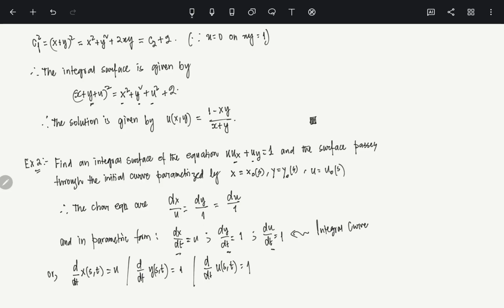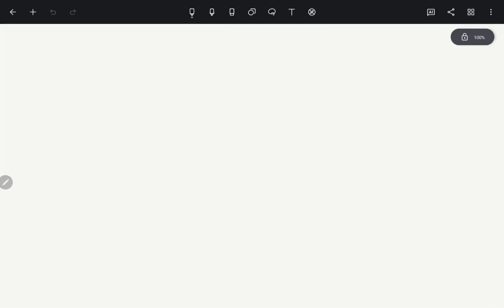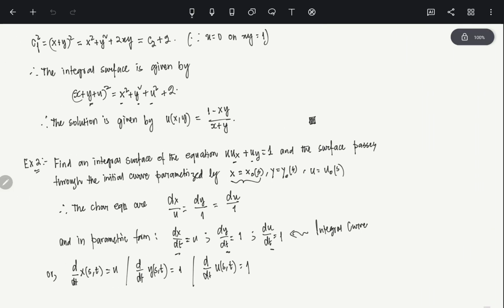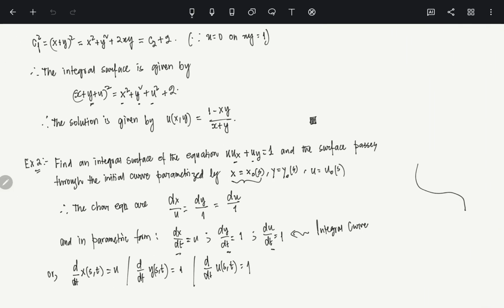Yeah, and there are initial data. What is the initial data? So what does the initial data say? You see, initial data says x is x naught of s. So it means that at t equals 0, where it starts, as t evolves, one integral curve evolves. So basically at t equals 0, this is the initial curve, right?